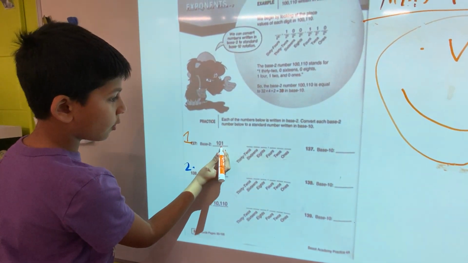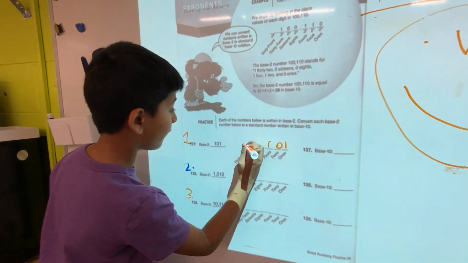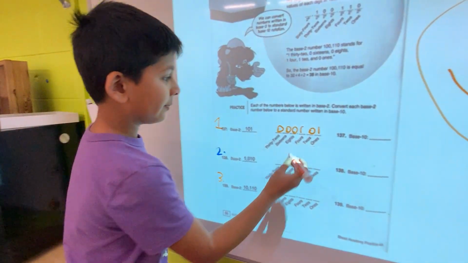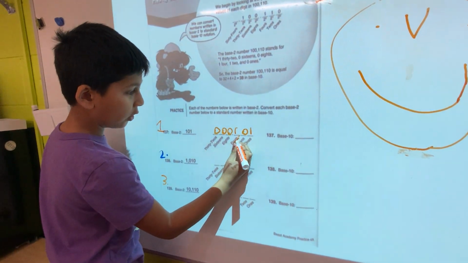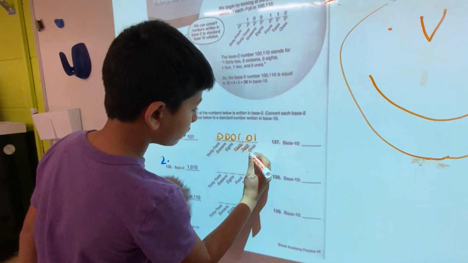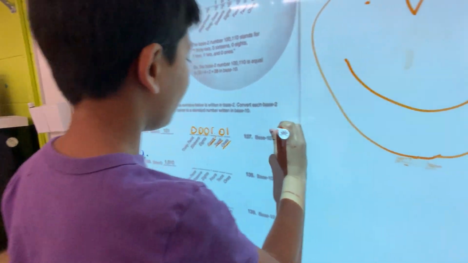So this is 101. I'll put it in like that and fill in the zeros here. You don't have to do that. So then we look, and there's 1 four, 0 twos, and 1 one. So 4 and 1 will equal 5.